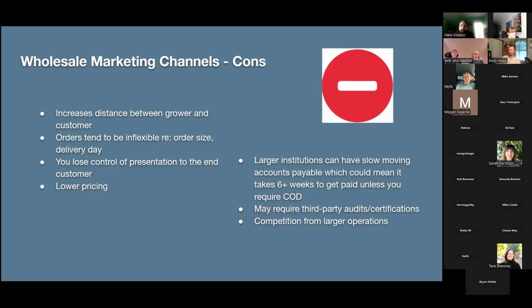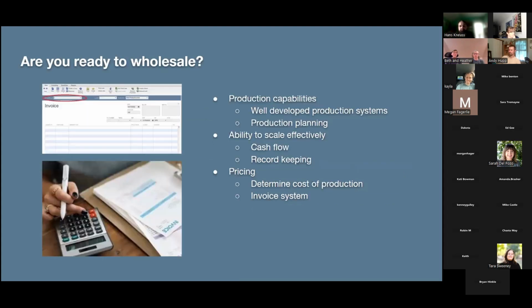So it hasn't been too much of an issue on our farm, but it's just something to keep in mind. Wholesale might require more third-party audits and certifications. That just depends on who you're selling to. And then you have competition from a lot of larger operations, like Sysco, things like that, that are these huge companies that you're trying to come in and compete with in a certain way.